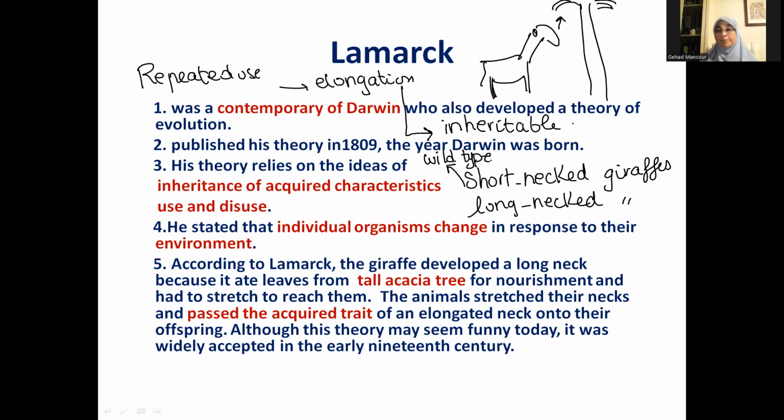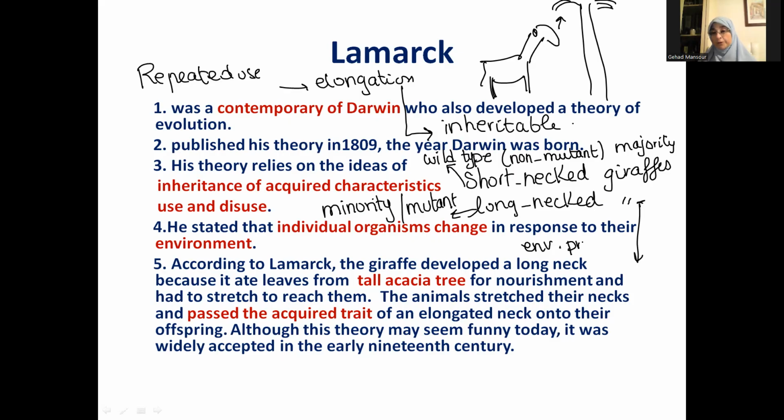When we say wild type, we mean the original type. We mean the non-mutant type. So wild type means non-mutant type. And they were the majority. And then the long-necked ones are the minority, and they were mutant strains. And every time you want to explain evolution, there should be an environmental pressure.